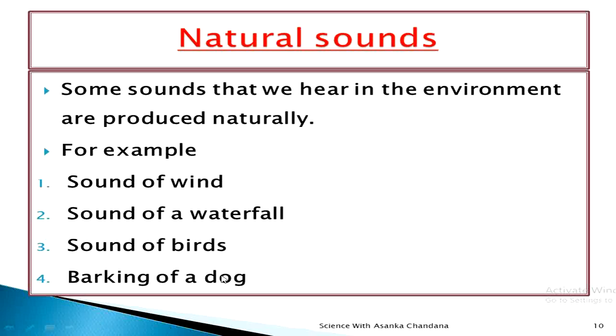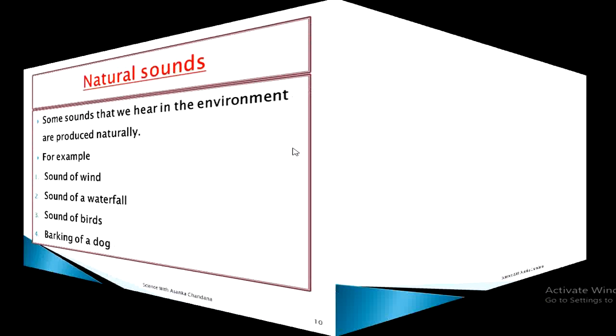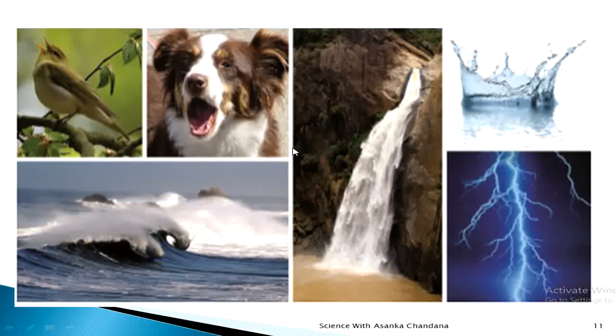Next one, barking of a dog. Barking of a dog is also a sound produced naturally in the environment. Therefore, it also belongs to natural sounds. Right, now we have learned what is meant by natural sounds. Then we will go on to look at some pictures.